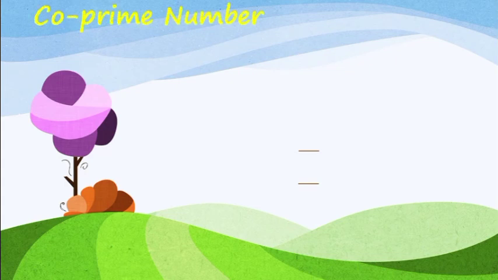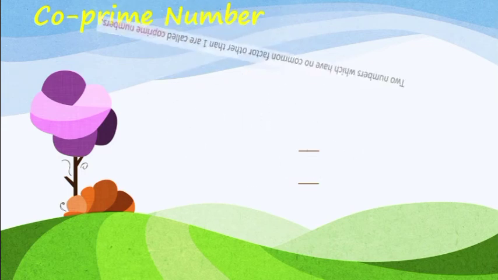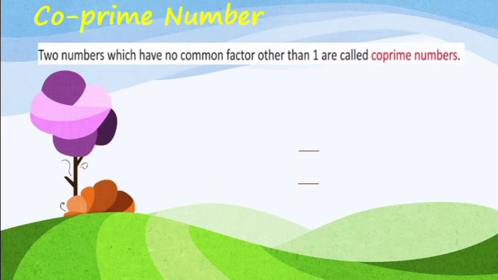Next one, now co-prime numbers. Co-prime numbers are a relative of prime numbers only. So let us have a look at what slight change there is. Co-prime numbers means two numbers which have no common factor other than one are called co-prime numbers. In prime numbers we have learned that only two factors must be there, but in co-prime numbers, when we take two numbers and the only common factor is 1, and no other common factor comes, the given two numbers are considered co-prime numbers.